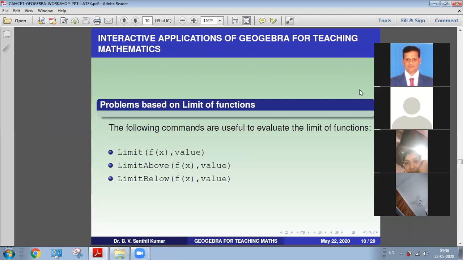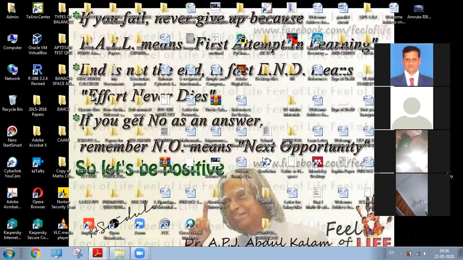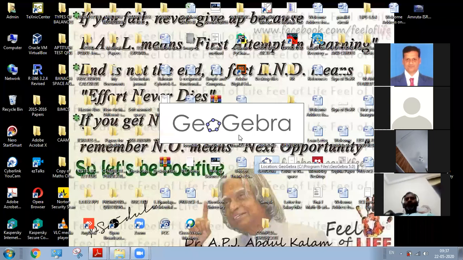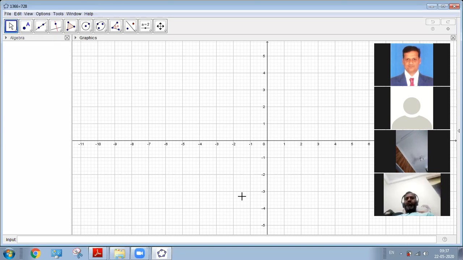So let me close this PPT right now. I will go to the GeoGebra software. I have already made a shortcut on my desktop. I'm just double clicking here. If I double click, this GeoGebra picture is displayed. As I already told you, this is the GeoGebra page, and these are all called the toolbar. This is called the input bar.